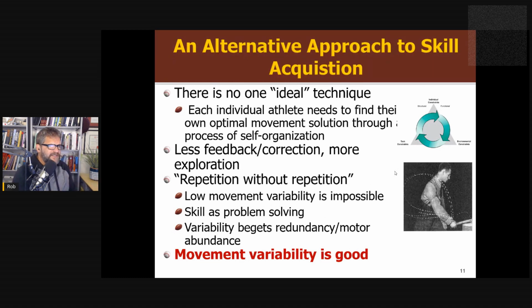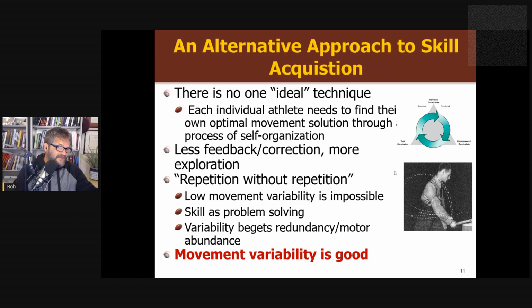The alternative view of skill is, of course, there's not one ideal. This comes from the work of Bernstein through Gibson. The idea is that we can't achieve success by using the same movement over and over because the conditions are always changing. We need what Bernstein calls repetition without repetition, right? We need people to have their own solutions based on their own individual constraints, right? So there's not one ideal solution. We have to let people explore and find it. Movement variability is good because it allows for adaptation to different conditions. It's not noise that we want to get rid of, right? So we're not giving a solution.